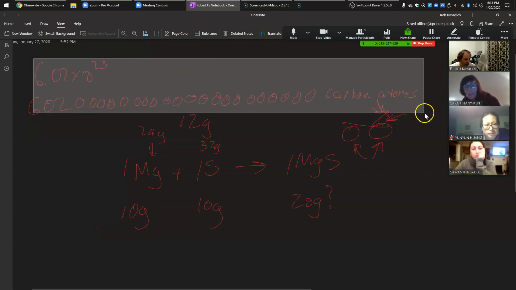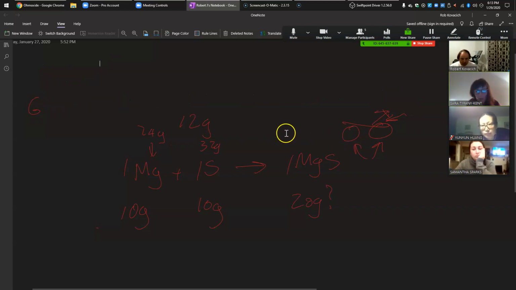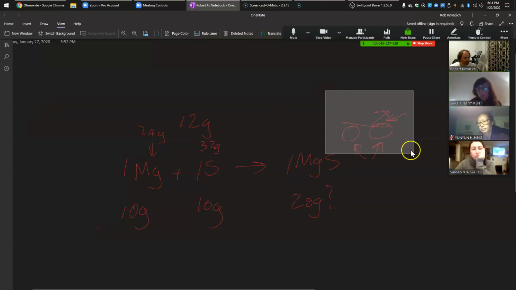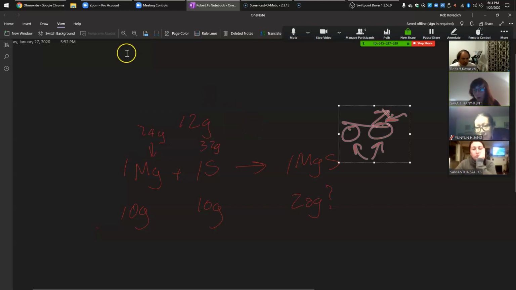What I thought was kind of interesting is that we look at these in singular parts, right? So you need one of this to make one of this, but in reality, no one is ever making anything with one atom.